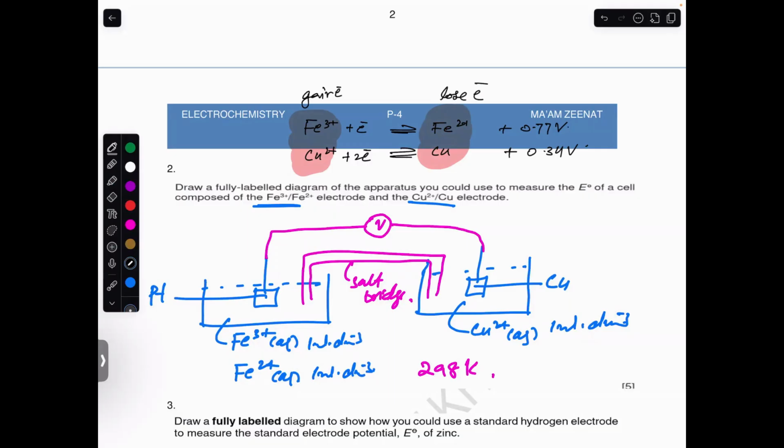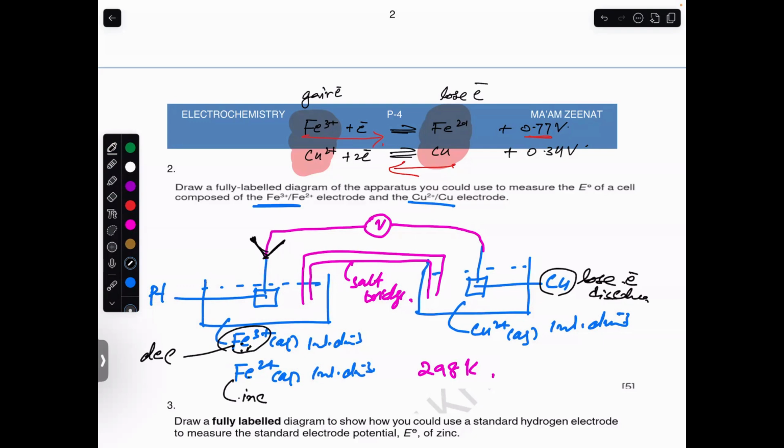Which one is going to gain? The one with the larger E0. So which one? This is larger. This will gain and copper will lose. So iron 3 will gain, becoming iron 2, and the copper will lose electrons and dissolve. The iron 3 will decrease, and the copper 2+ will increase with the passage of time.